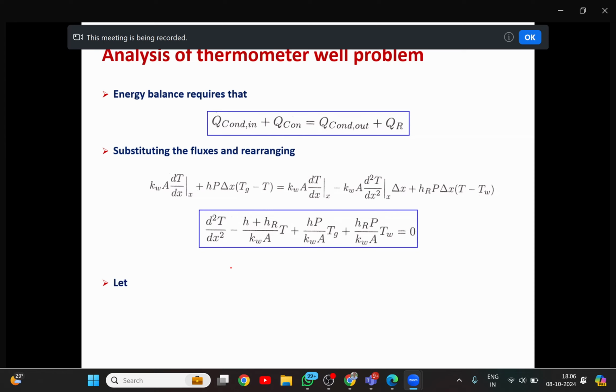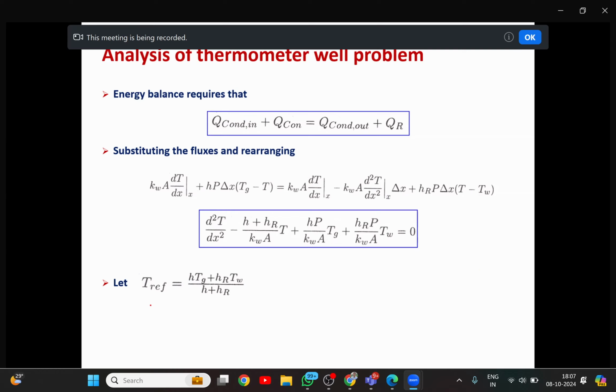Here you define a reference temperature scale. This reference temperature scale is defined by taking the gas temperature and the T wall temperature, and the convection heat transfer coefficient H and the radiation heat transfer coefficient HR. This reference temperature is written as H into T gas plus HR into TW, divided by H plus HR.